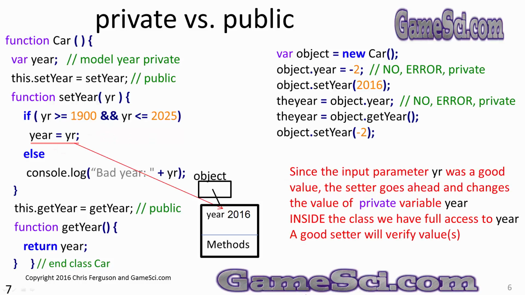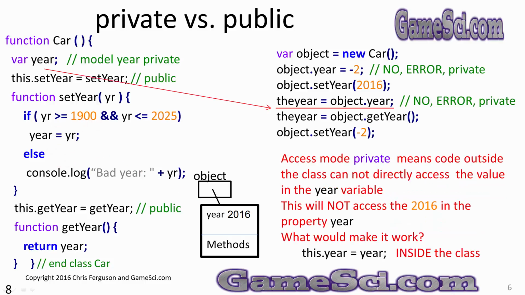And that's the purpose of a setter. The purpose of a setter is to protect your data, to protect your variables, and only allow a set method to change them. Don't allow other programs to change it. Since the input parameter YR was a good value, the setter goes ahead and changes the value of private variable year. Inside the class, we have full access to year. A good setter will verify that the value you're trying to change year to is a good value. In this case, since my car is between 1900 and 2025, we will accept that year parameter.